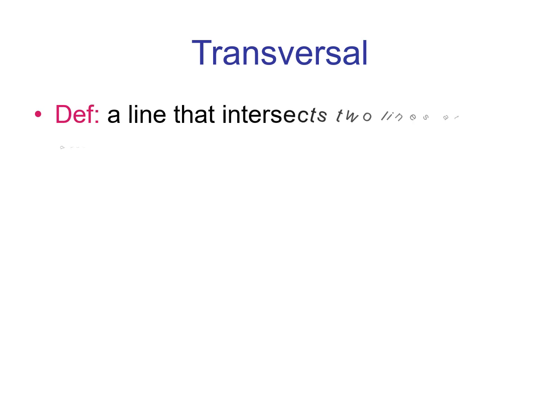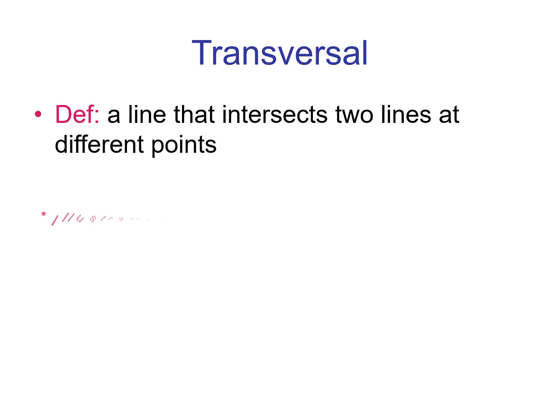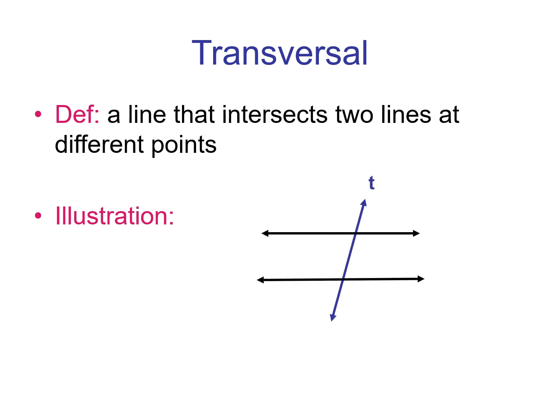Now what is a transversal? A line that intersects two lines at different points. So the illustration is also given. T is denoted here. You can see that there are two parallel lines. The transversal line intersects both the lines. It is marked by blue color. Those two lines are parallel.